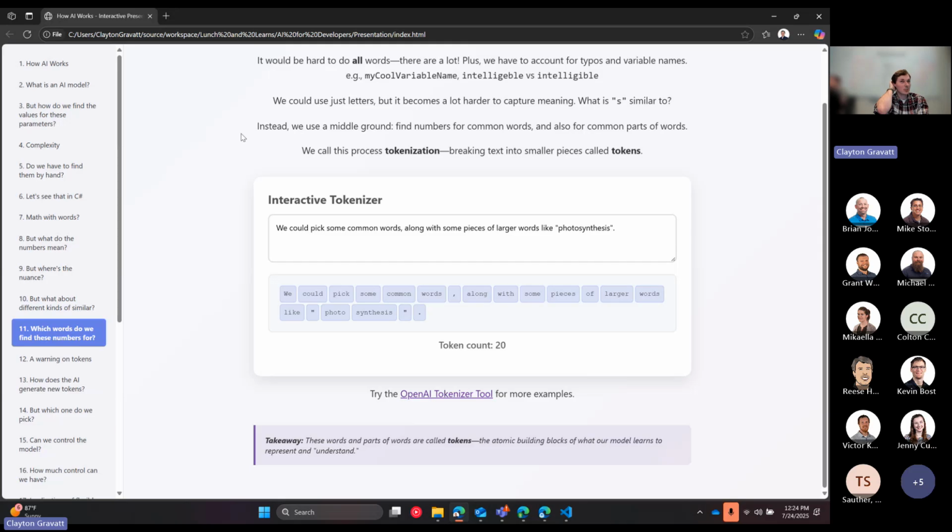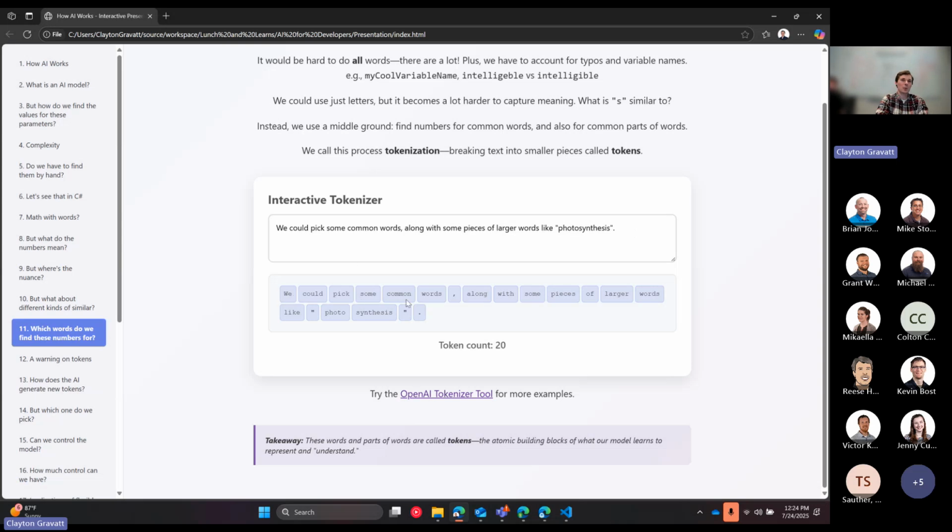We'll give that a name. We'll call this the process of tokenization, of breaking text into smaller pieces called tokens. So as a conceptual example, let's say we have a sentence. We could pick some common words along with some pieces of larger words like photosynthesis, and we want to break this down into tokens where each of these tokens are things that will have numbers mapped to them.